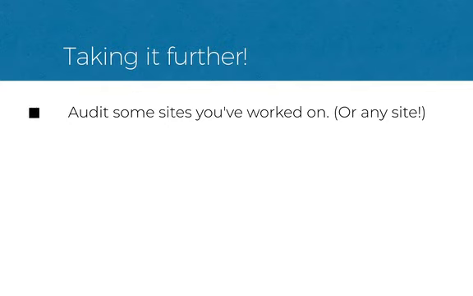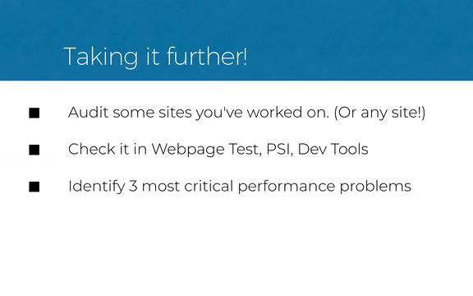You could audit some sites that you're working on now, or really any site on the web. So open them up in WebPageTest, PageSpeed Insights. And then for those sites that you're working on, identify the critical performance problems. Try to analyze all that's going on and figure out the highest priority things that you should be working on to improve performance immediately.